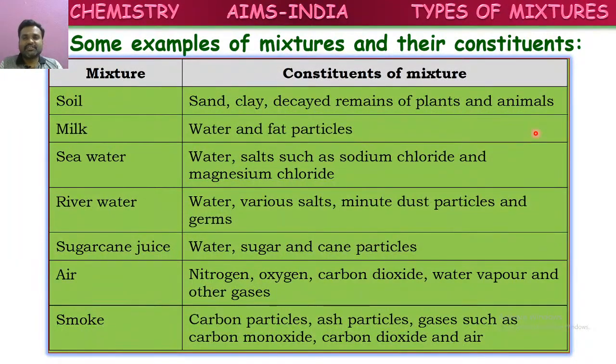Some examples for mixtures and their constituents are given here. Let us see those once again. Of course, we have seen soil already. It is made up of sand particles, clay, decayed remains of plants and animals, and some stones. These all will be there in the soil. And milk is made up of water and fat particles. Seawater, as we know, is salty because it contains large amounts of salts like sodium chloride and magnesium chloride dissolved. The larger quantity is sodium chloride, and the remaining salts are also present in smaller quantities, like magnesium chloride and potassium chloride.